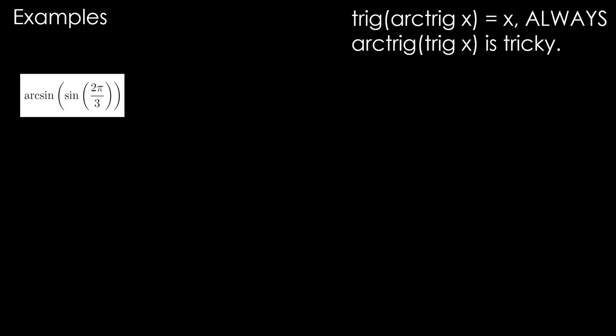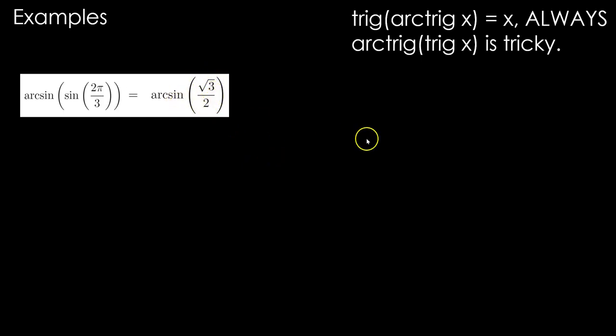So let's say I have arc sine of sine of 2 pi over 3. Well, sine of 2 pi over 3, that's a reference angle of pi over 3. It's positive, so it'll be arc sine of square root of 3 over 2. But I need to spit out an answer in the first quadrant, and 2 pi over 3 is not in the first quadrant. Arc sine only spits out numbers between negative pi over 2 and pi over 2. So I have pi over 3 is the arc sine of the square root of 3 over 2.